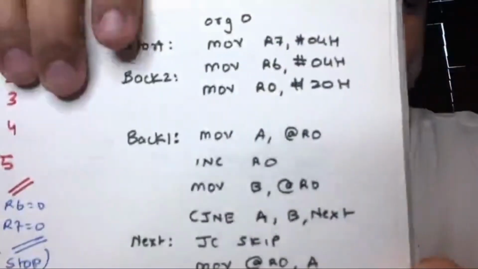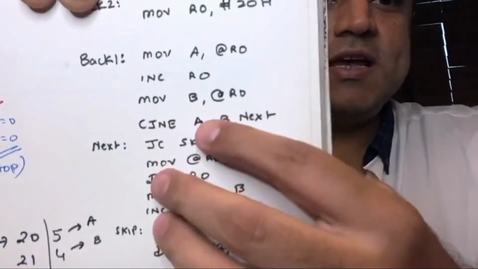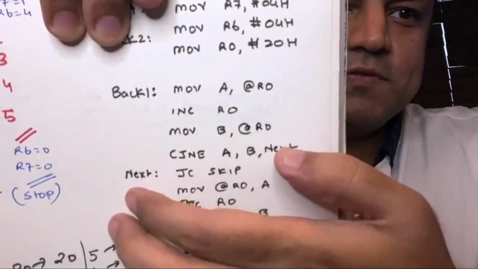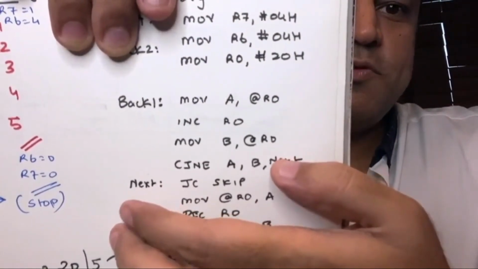I took the first number from the first location, the second number from the second location. Compare A and B. Subtraction. How do you compare in 8051? CJNE A, B, next. Next is the next line. So we're basically not using this instruction for a jump. We are using this instruction to perform comparison.